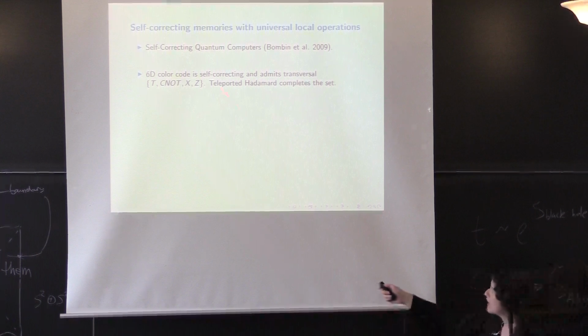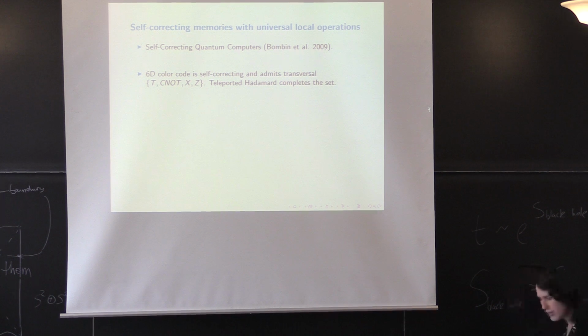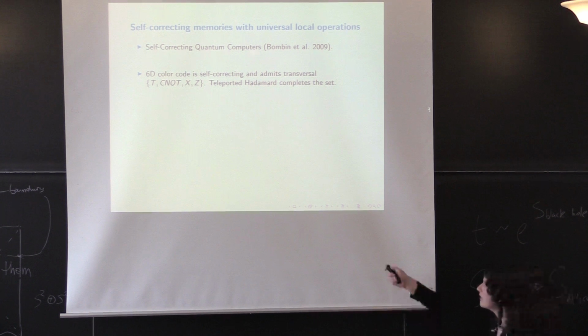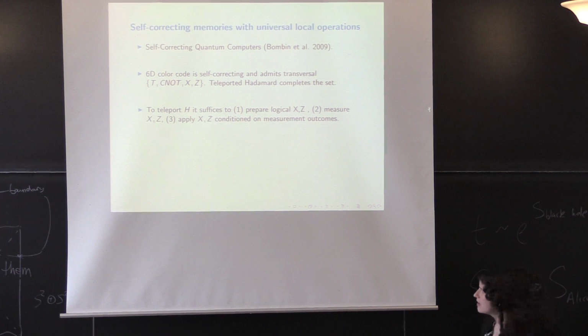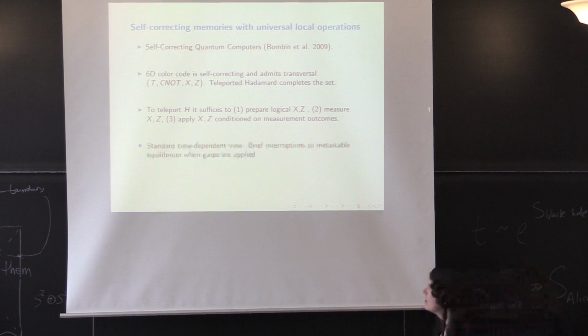So you use a trick called gate teleportation. There's no quantum error correcting code that has a universal set of transversal gates, but you can use a gate teleportation trick to get the last gate that you need to make this set universal. This gate teleportation really just depends on being able to prepare logical states, x and z, measure these logical x and z operators, and apply logical x and z conditioned on measurement outcomes. And this is where you use measurement and classical post-processing in the standard view of fault tolerance.